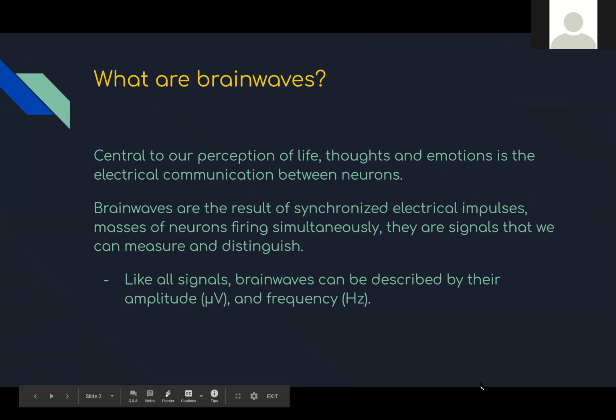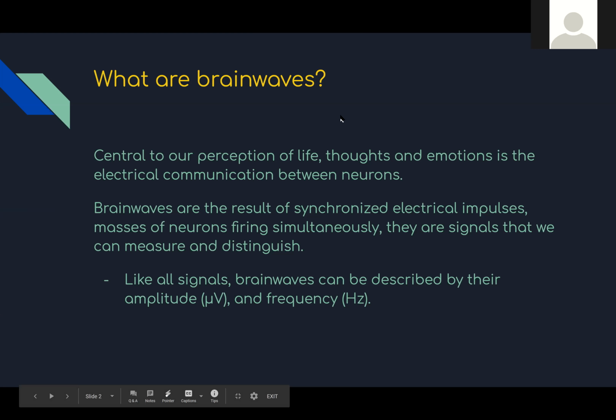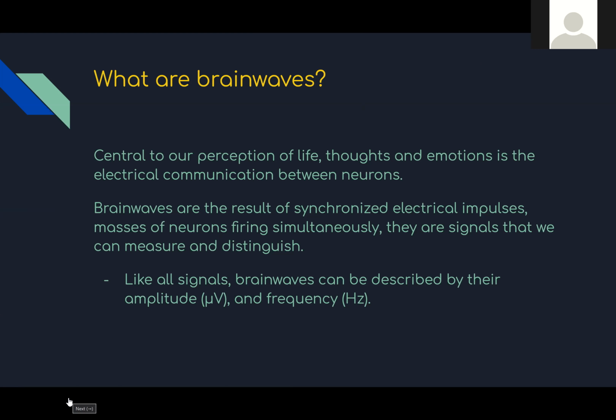Brainwaves specifically are a result of synchronized electrical impulses. Because of how small the voltage is, it's really hard to detect single neurons, but we can detect masses of neurons firing simultaneously. Brainwaves are the signals that we can detect from these masses. And like all signals, which you'll learn if you haven't already, they can be described by their amplitude, usually in microvolts or millivolts, and their frequency, which is hertz or cycles per second.